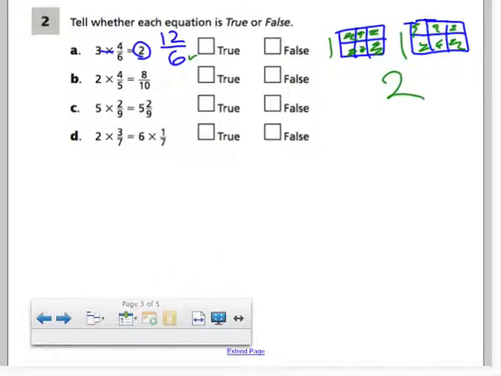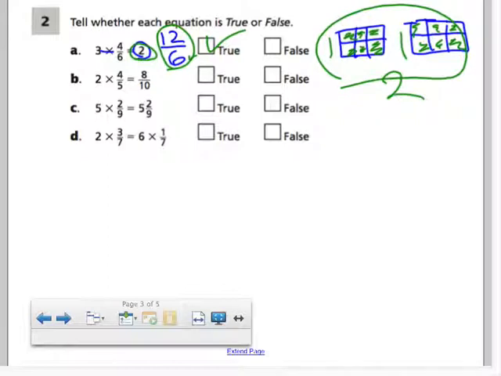2 is a correct answer. But you wouldn't have known that if all you had was 12/6. You have to see past that. Maybe you have to draw to see past that and find the best answer. A is actually true.